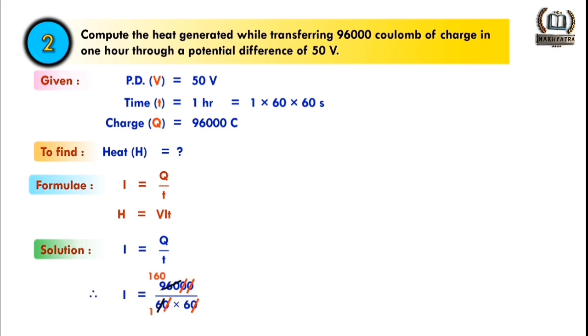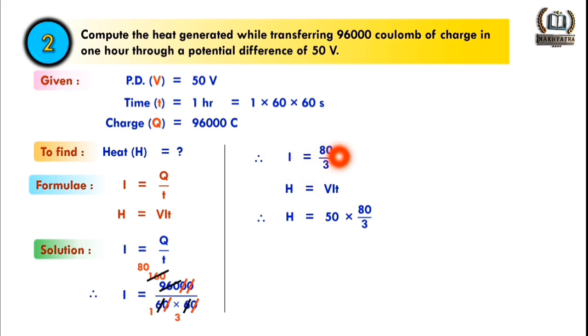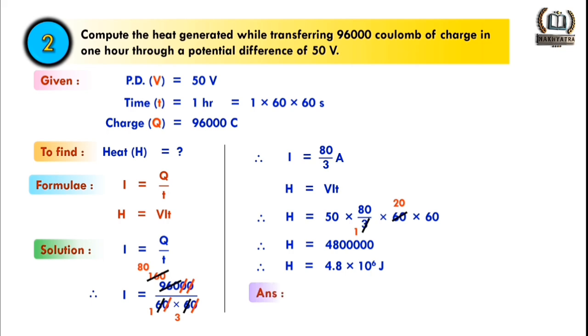By calculating it we will get I equal to 80 upon 3 ampere. Now leave it like this. Now we will use H equal to V into I into T. So V is 50 volt. Current we found is 80 upon 3 ampere and the time is 60 into 60 second. Now do the calculation. So we will get heat equal to 4.8 into 10 to the power 6 joule. So heat generated is 4.8 into 10 to the power 6 joule. Clear everyone? Not so tough, but there is some calculation you have to do.